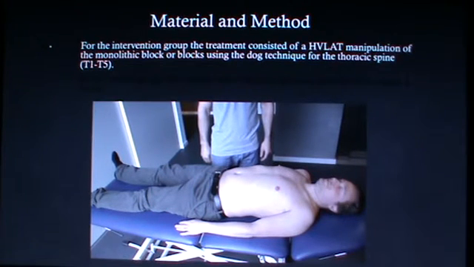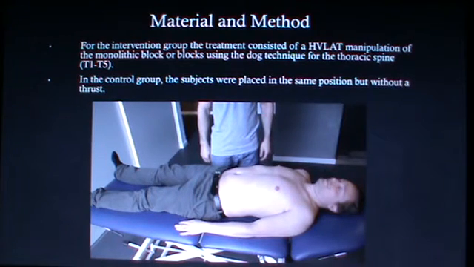For the intervention group, the treatment consisted of a high velocity, low amplitude manipulation of the monolithic block or blocks using the dog technique for the thoracic spine, T1 to T5. In the control group, the subjects were placed in the same position but without a thrust.